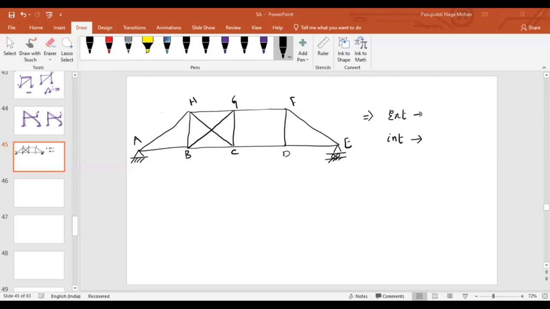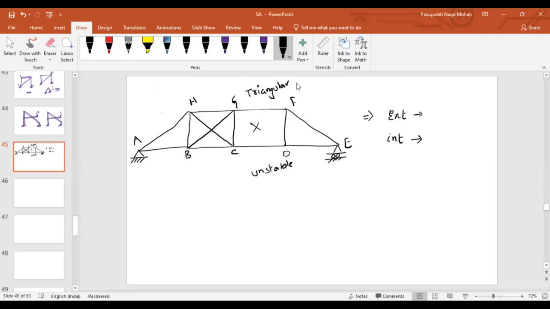Again, how come it is a stable thing, Anita? Not stable, right? G, F, C, D. There is no triangle. It is not stable because if you see this part, it is not forming any triangular shape. So that's why you can simply say this is unstable.